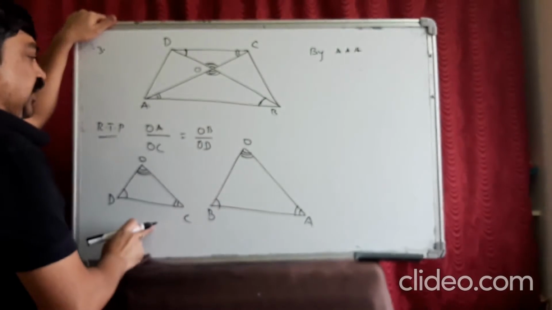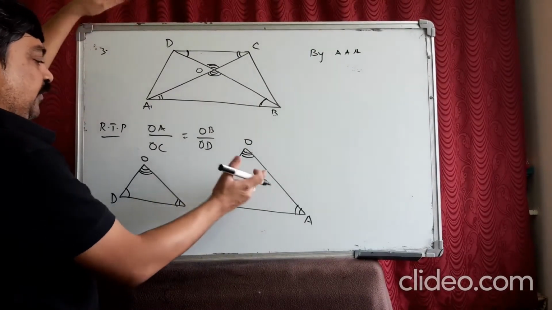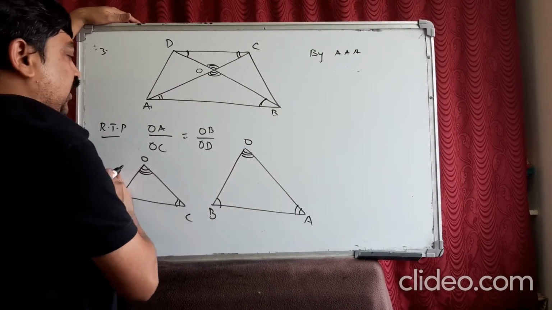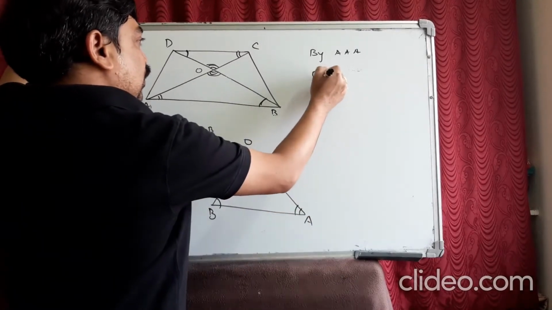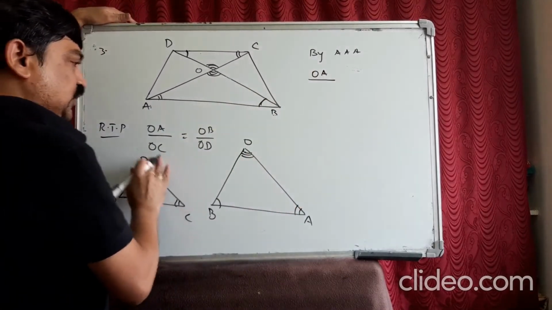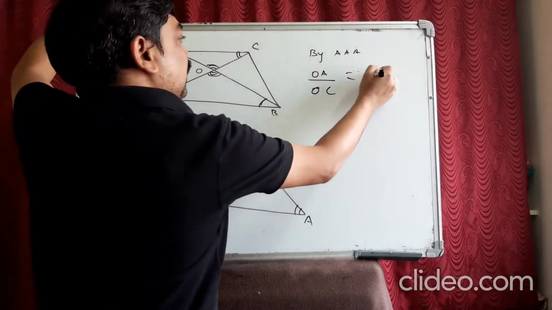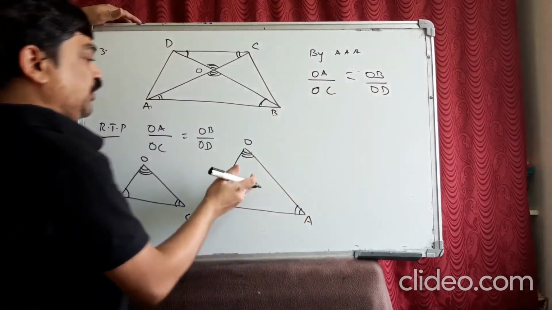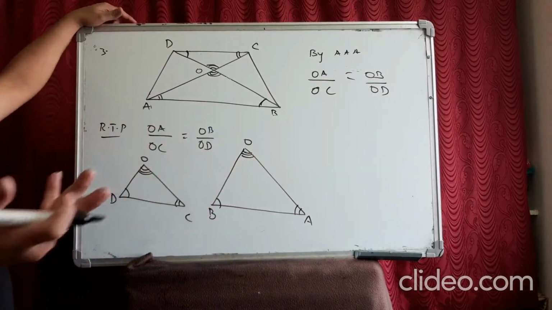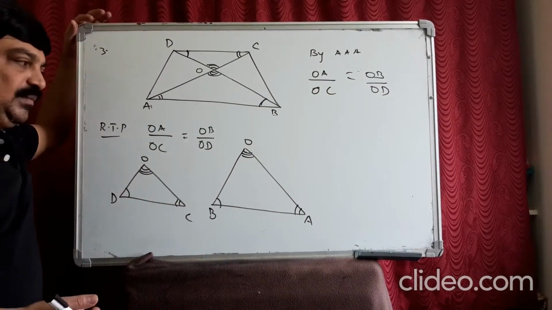I'll compare the sides, like we compare from this to this. So, OA by OC is equal to OB by OD. Actually, if you take this triangle here and that triangle there, everything is the same. Okay?